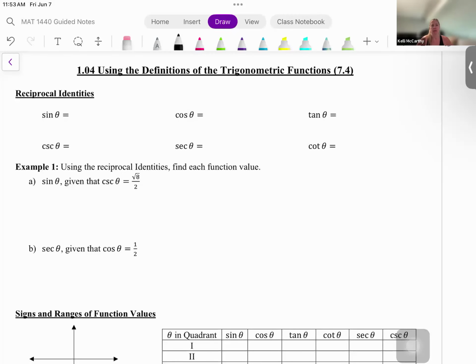In this video, we're going to look at using definitions of trig functions. So let's start by reviewing those reciprocal identities. We did start talking about these in our previous videos.